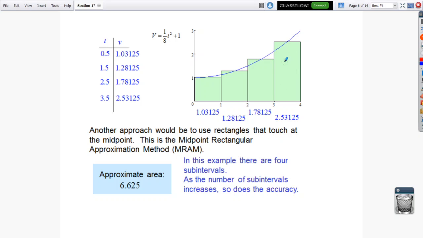Unfortunately, I have no idea whether this is an over approximation or under approximation without calculating the exact value, something that you guys don't know how to do yet. Again, some important things here. Midpoint rectangular approximation method, MRAM. Those are important things that you will see.